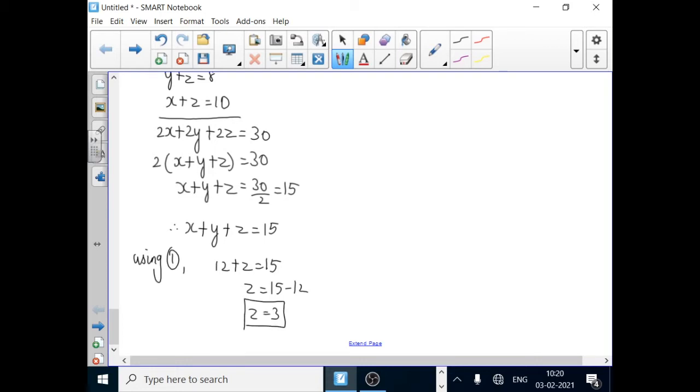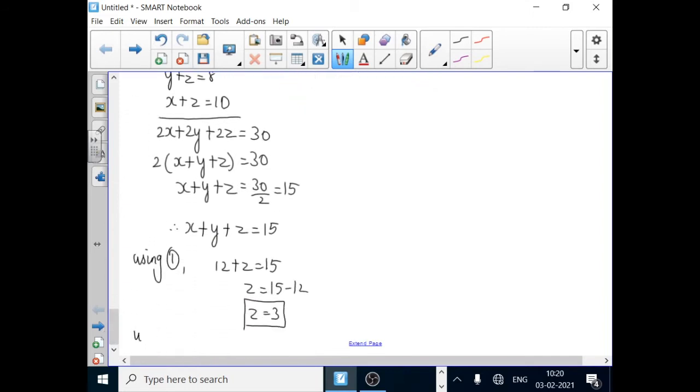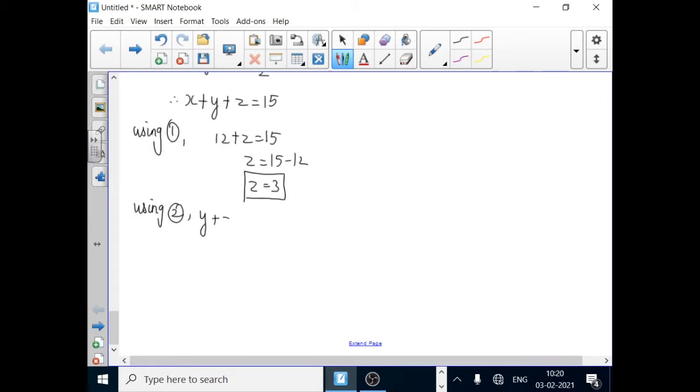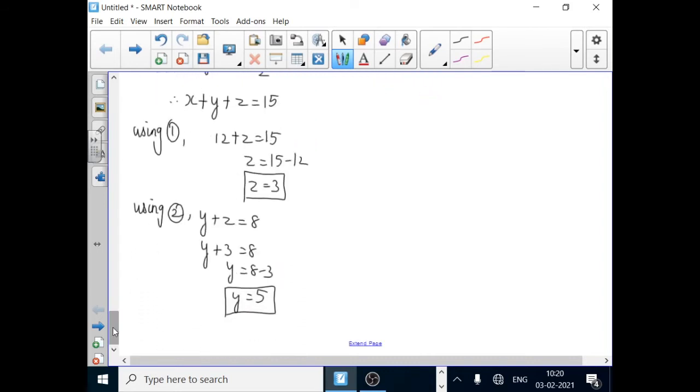Now that z equal to 3, we can use another equation. The second equation, y plus z equal to 8. We know the z value is 3. So y plus 3 equal to 8, so y equal to 8 minus 3. y equal to 5. These are in centimetres. Next, we know y and z, and we want to find x. Our first equation is x plus y equal to 12.